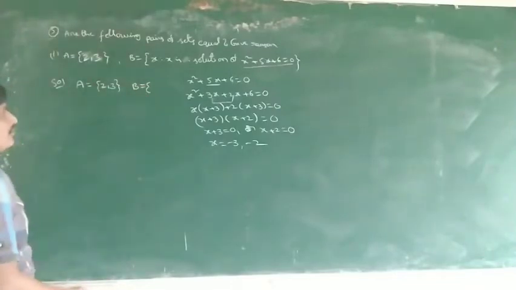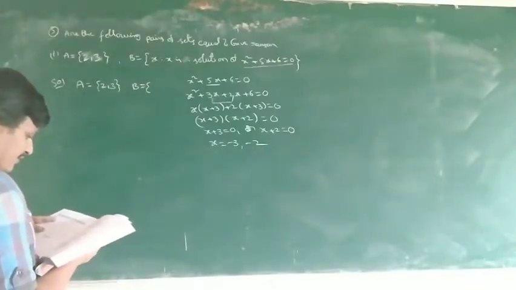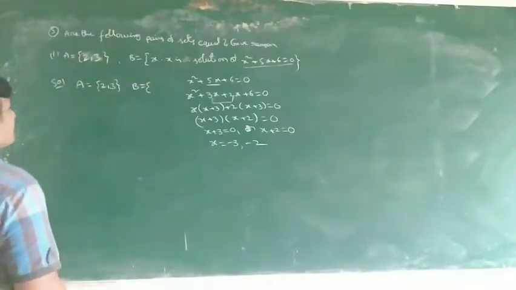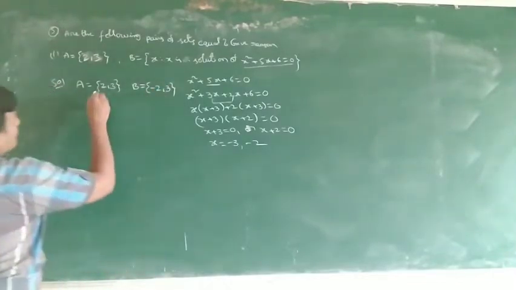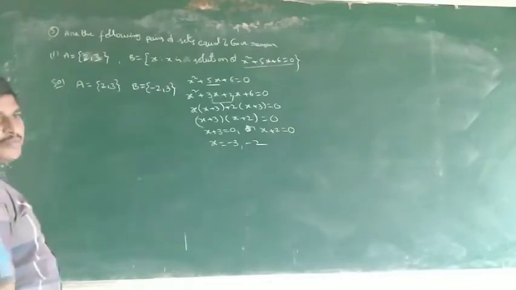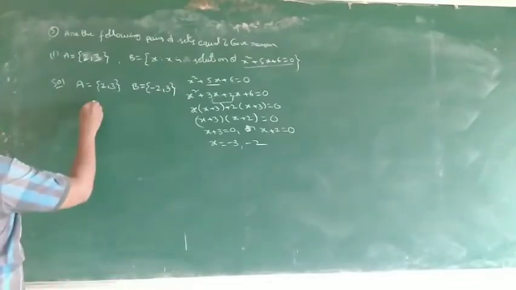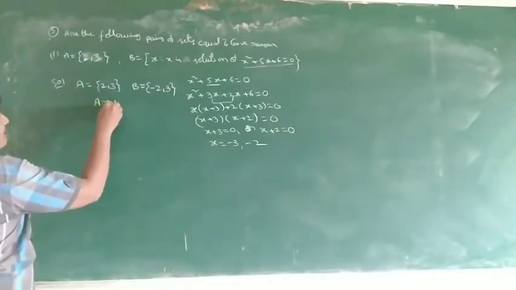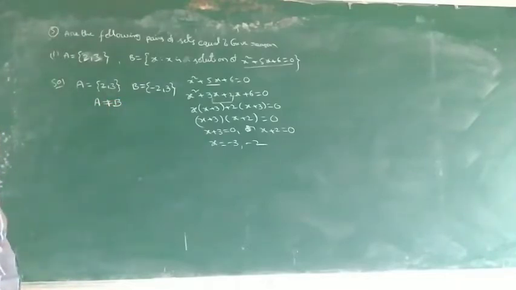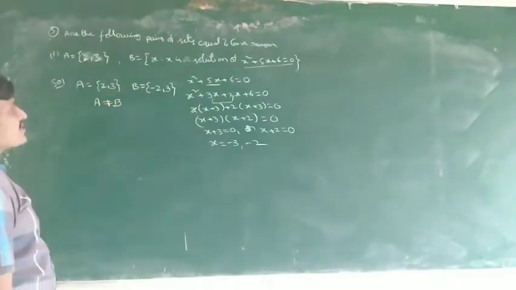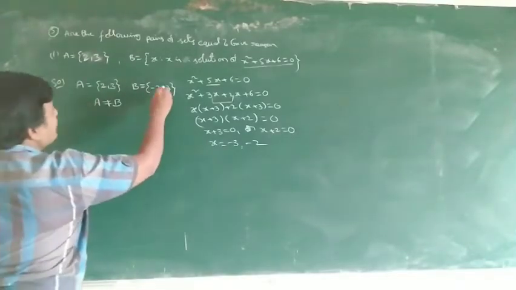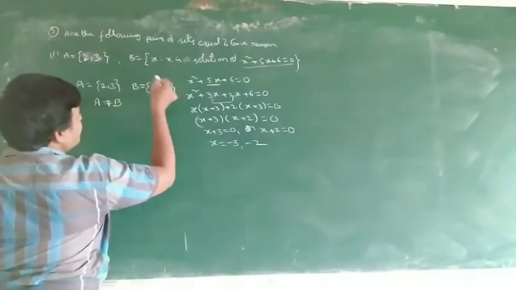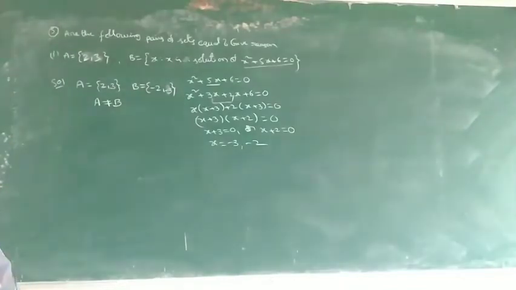B is equal to x square minus 5x, B is equal to what? {Minus 2, minus 3}. So A is equal to B: are A and B both equal or not equal? A is not equal to B, both are not equal. So what is the reason? A is equal to {2, 3}, B is equal to {minus 2, minus 3}. This is the reason. So next, the second one.